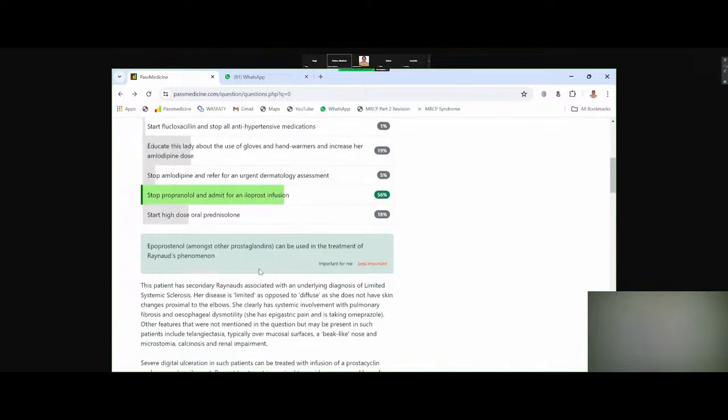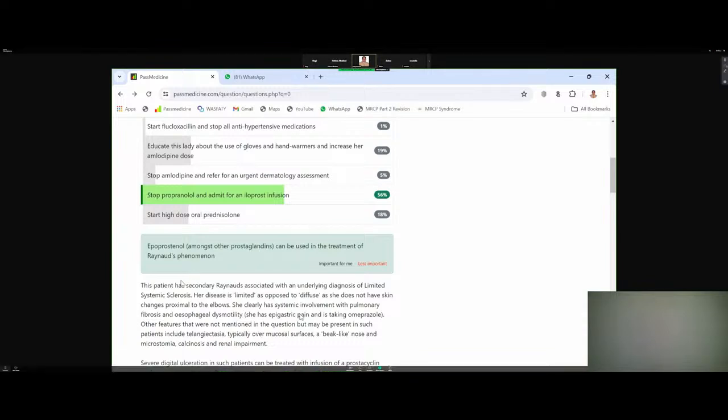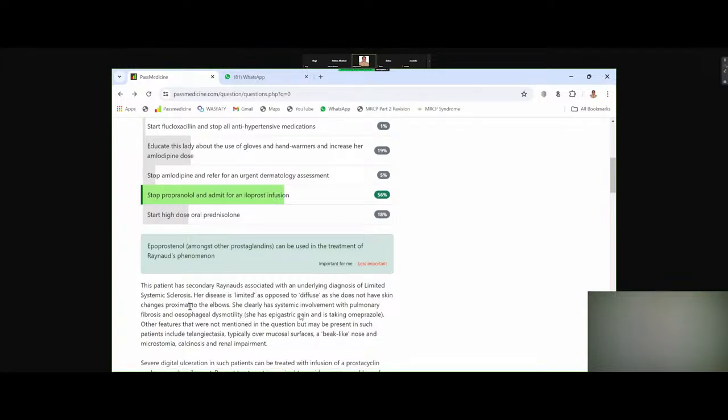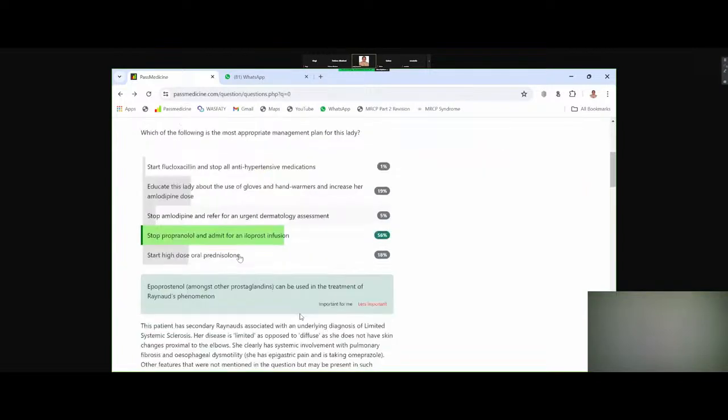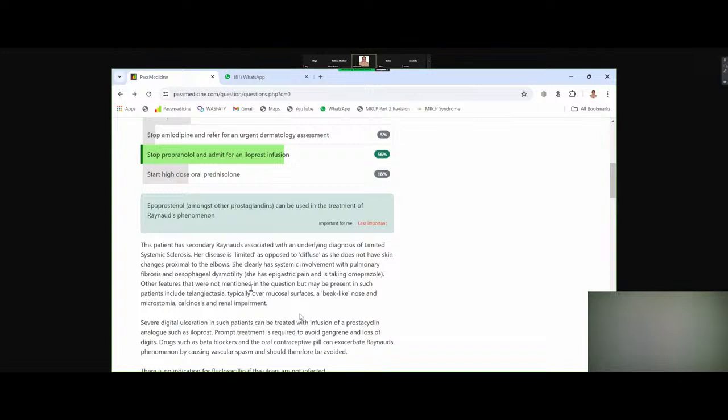Epoprostenol, among other prostaglandins, can be used in the treatment of Raynaud's phenomenon. And this patient has secondary Raynaud's associated with the underlying diagnosis of limited systemic sclerosis. So this is systemic sclerosis, limited type. Limited, because here they told us the upper arm was spared and the chest was clear. Spared means it is not diffuse. This is limited cutaneous systemic sclerosis.